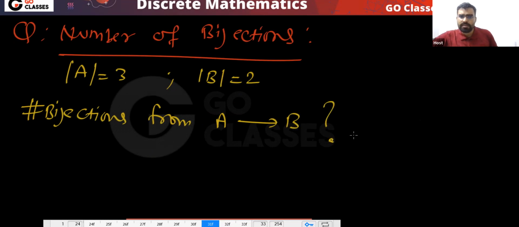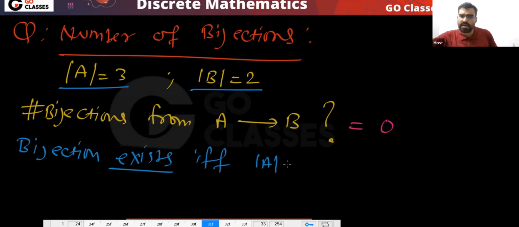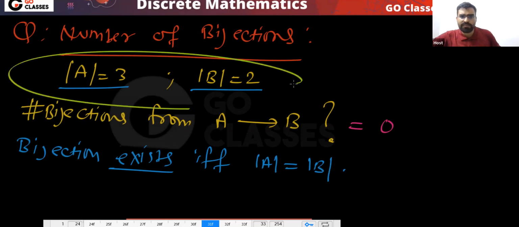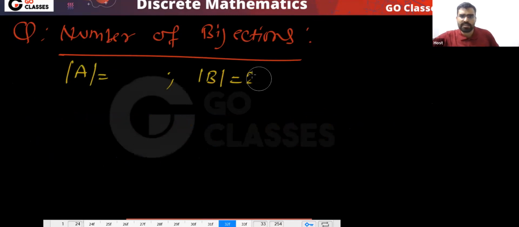The number of bijections will be 0, because these are two different sizes. I told you that a bijection from A to B exists if and only if their cardinality is the same. Because they have different cardinality, a bijection does not even exist. So the number of bijections will be 0.